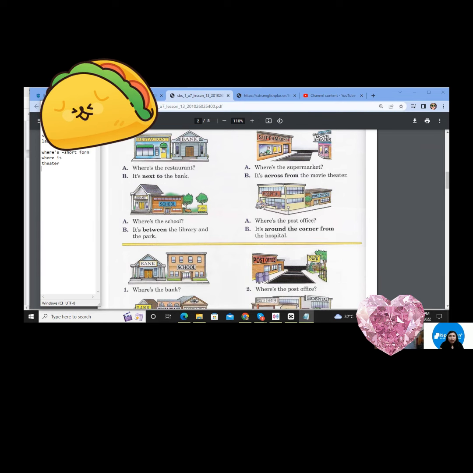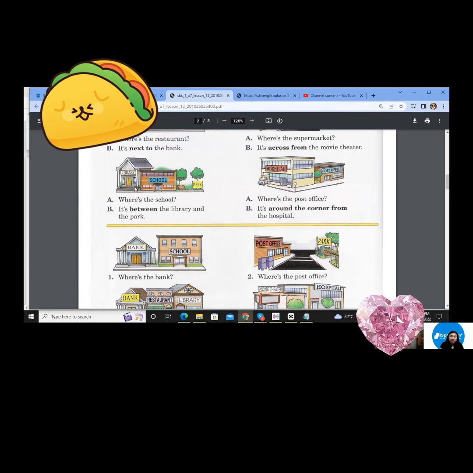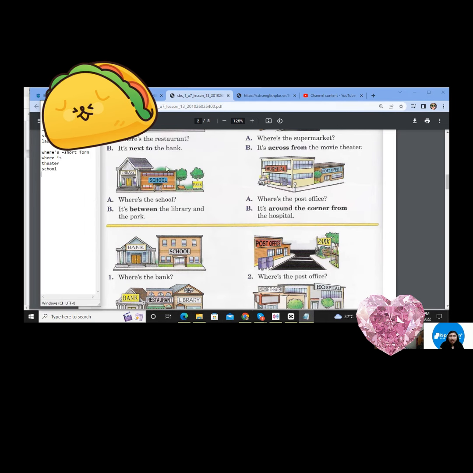Okay, let's proceed to this picture. This one is the library, the school, and the park. Where's the school? Where's the school? Okay, good. It's between the library and the park. Look at the picture. The school is between, in the middle. Here we have the library and here is the park. So the school is in between. And between is a preposition.